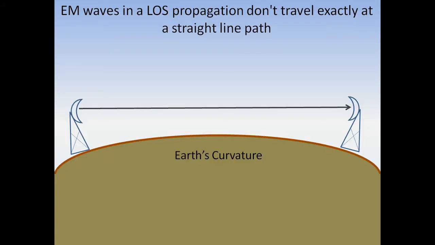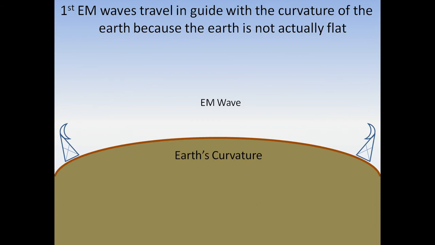Okay, let's discuss another microwave path parameter called the surface refractivity. Okay? So yung EM waves natin is don't travel exactly in a straight line path. Of course, in a line of sight propagation manner. So dahil meron tayong first reason kung bakit, it's because of the Earth's curvature.